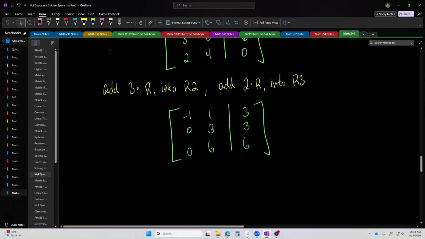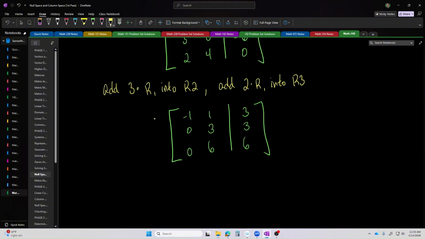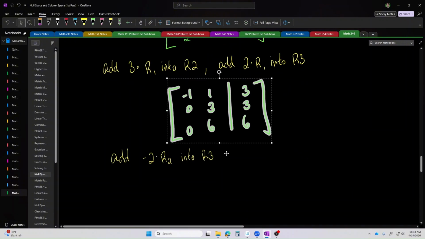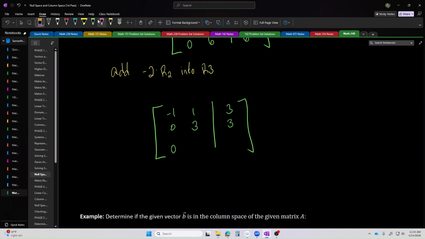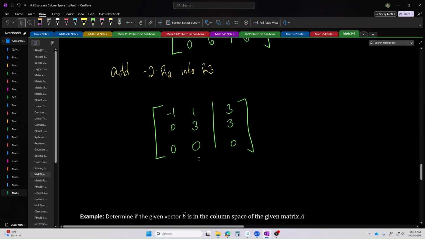The last thing that I would do to process this augmented matrix is deal with this entry in the third row, second column, this 6 underneath the pivot 3 in this matrix. So let's add -2 copies of the second row into the third row to eliminate that 6 under the pivot. And so that cancels out all of the entries in the third row, giving us 0, 0.